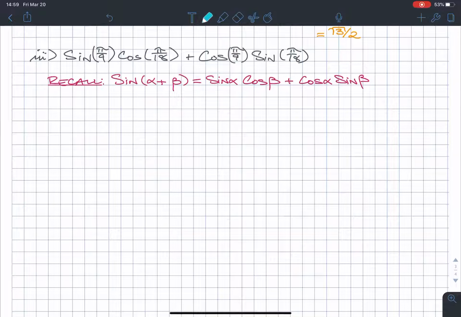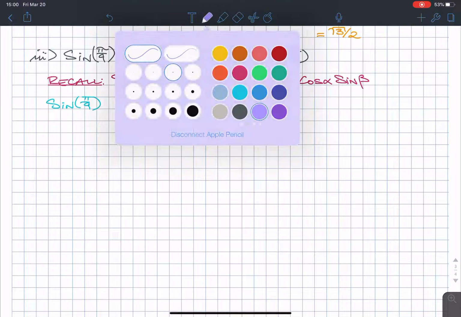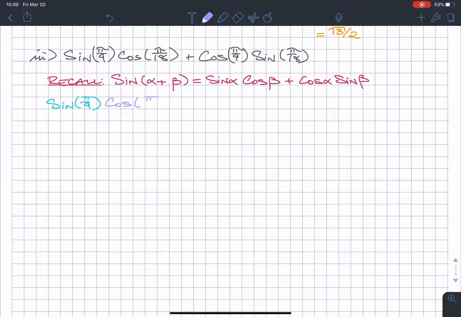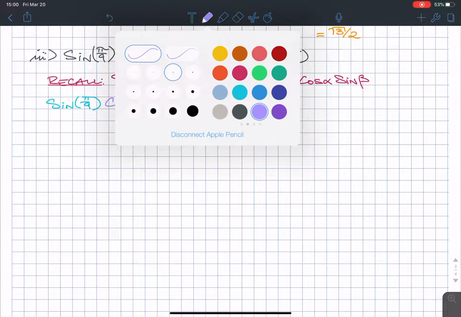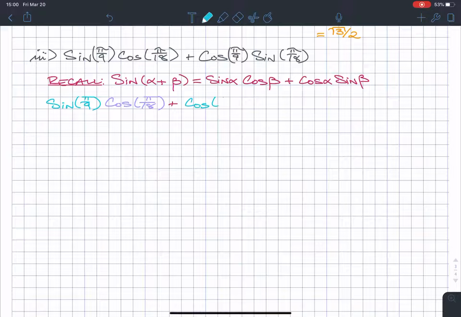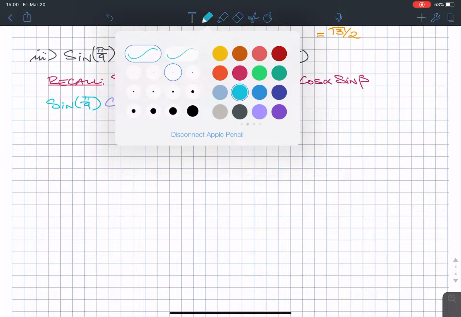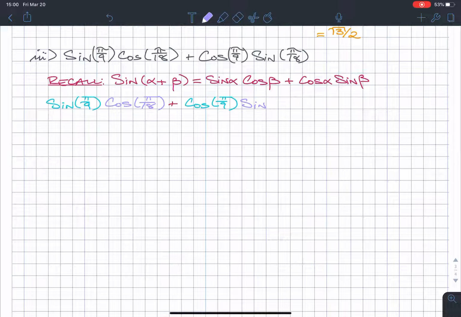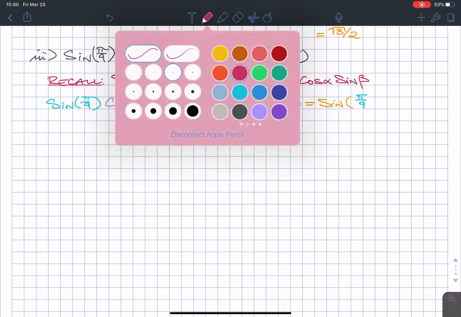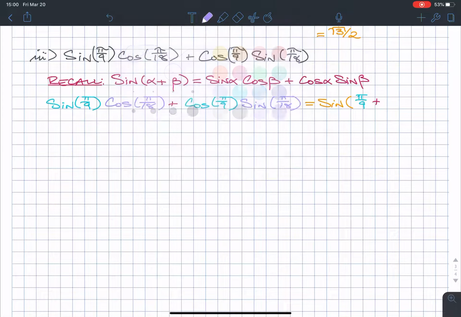So rewriting, what I have here is sine of pi over 9 times cosine of pi over 18, to which I'm adding cosine of pi over 9 times the quantity sine of pi over 18. Okay, so according to the above, this should be sine of the sum of the first angle, pi over 9, and the second angle, pi over 18.